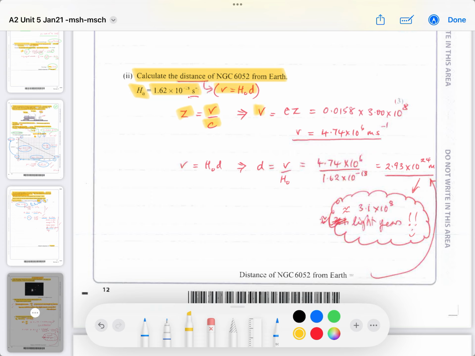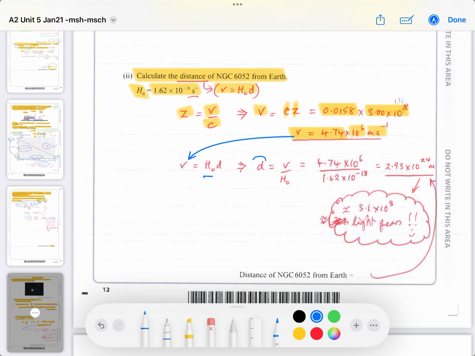So you can work out the velocity because we know c, and we know z is given to us from above. z was 0.0158 in the question, and the speed of light is, to three significant figures, 3.00 times 10 to the 8. So you can give your velocity to three significant figures. It's 4.74 times 10 to the 6 meters per second. So now we know v, and we know h0.